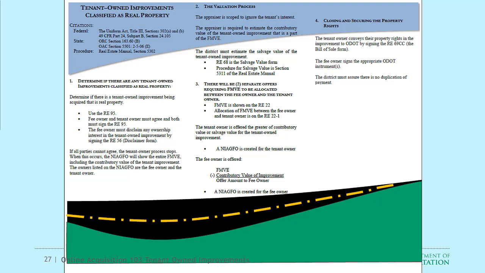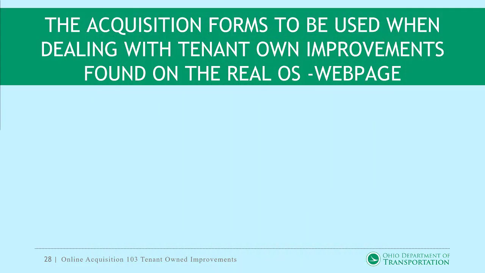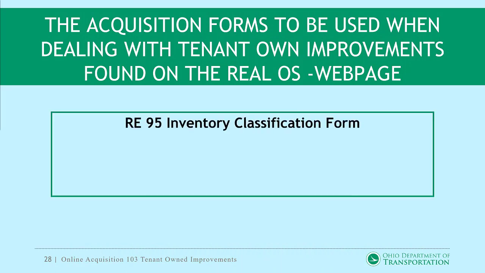real property, giving you the law citations and a brief step procedure of the process that you have to go through for tenant-owned improvement, as well as the evaluation process, and then closing and securing the property rights. The acquisition form to be used when dealing with the tenant-owned improvement is found on our ODOT real estate webpage. We have the RE95 classification form that we've shown you previously.